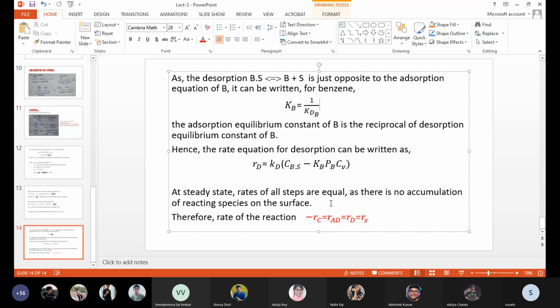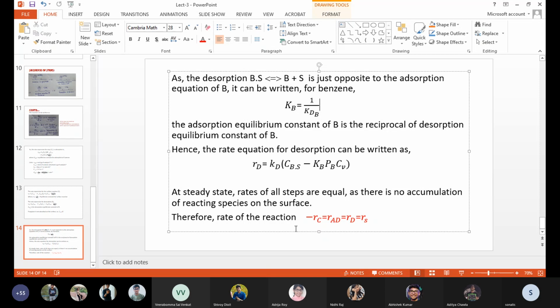At steady state, rates of all steps are equal. When the equilibrium reaches steady state, then the rates of all steps are equal. Rate of adsorption is equal to rate of surface reaction is equal to rate of desorption, because the net rate of formation is the same. As there is no accumulation of the reacting species on the surface, whatever reactant species are coming and being adsorbed on the surface are reacting and forming product. So all these rates are equal. There should not be any accumulation of reactant on the surface.